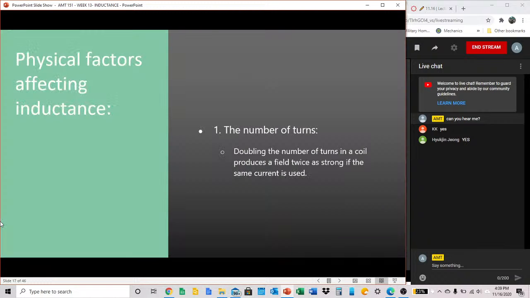Physical factors affecting inductance. There are 4 factors affecting inductance. Number one, the number of turns. Doubling the number of turns in a coil produces a field twice as strong if the same current is used. So number one factor affecting inductance is the number of turns in the coil.